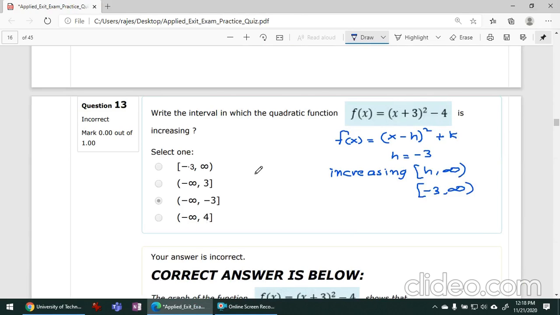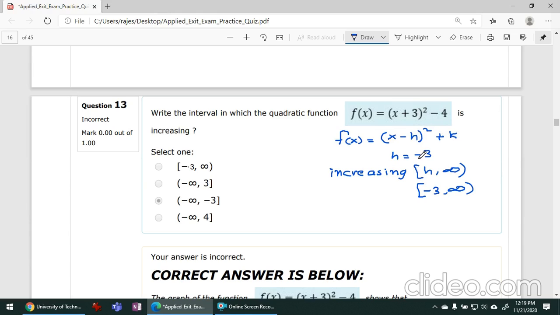This is question number 13. Write the interval in which the quadratic function f of x equal to x plus 3 whole square minus 4 is increasing. Now how to do this? This is the actual form of this equation: f of x equal to x minus h whole square plus k. Now if you compare, what is the value of h? See, here it is minus h, here it is plus 3.